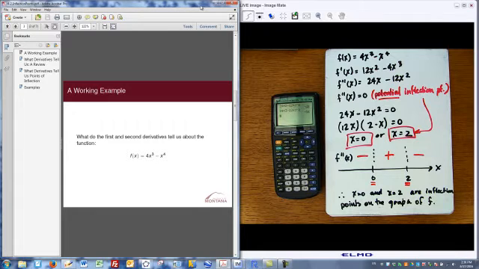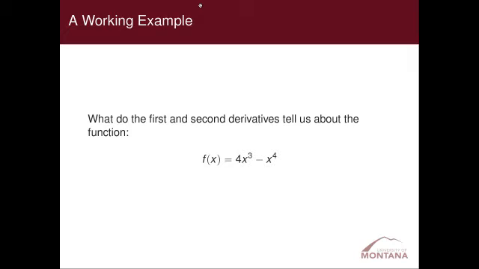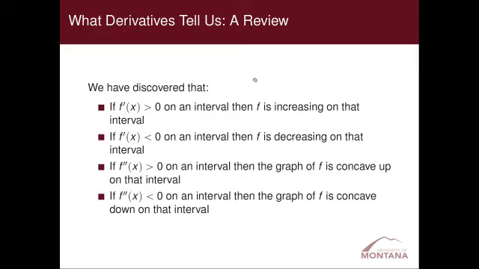Let's go to a large screen. So what do the first and second derivatives tell us about a function? Well, remember, the first derivative tells us when it is increasing or decreasing. If it's positive, it's increasing on an interval. Negative, it's decreasing. And the second derivative tells us about concavity. If it's positive on an interval, it's concave up on that interval. If it's negative on an interval, it's concave down.